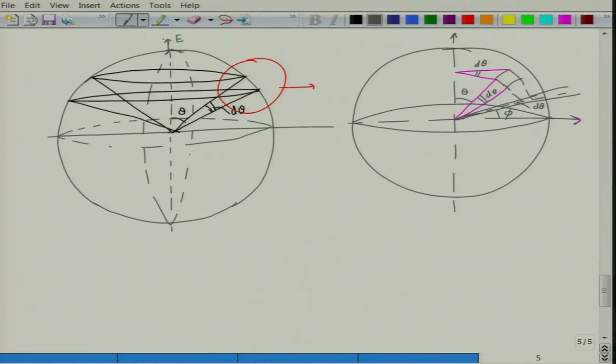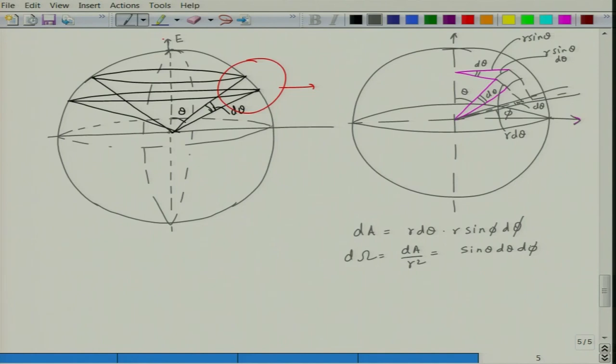So now if you take the projection, this distance will become r sin theta, so this will become r sin theta into d phi, and this will be r d phi. So the dA for this small element will be r d theta into r sin theta d phi. So what is the solid angle going to be? Solid angle will be dA divided by r square. This will be equal to sin theta d theta d phi, okay.